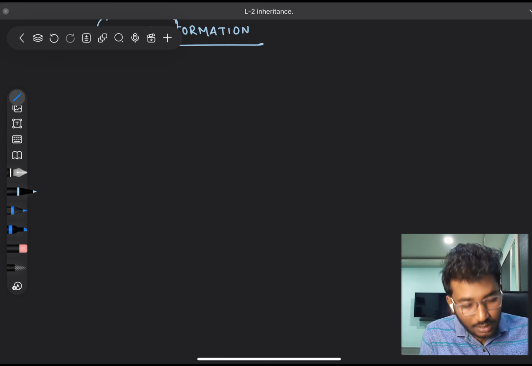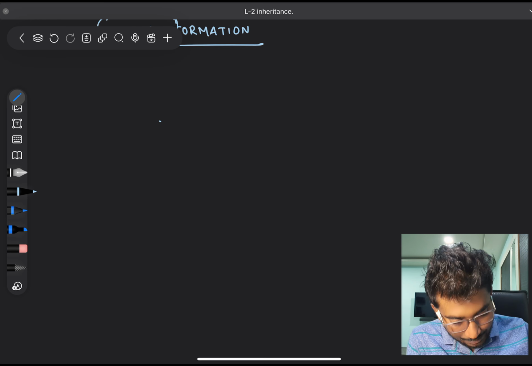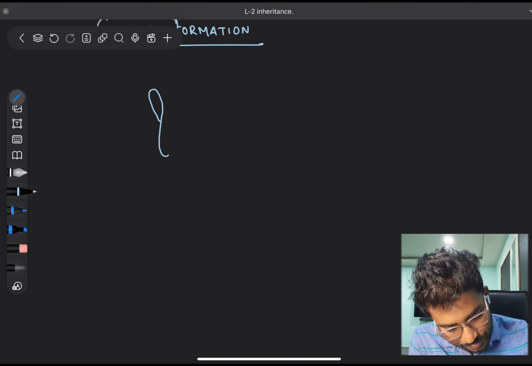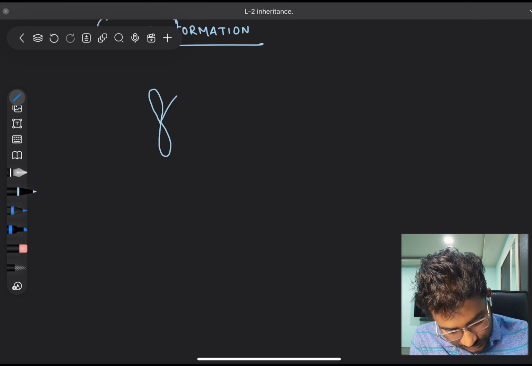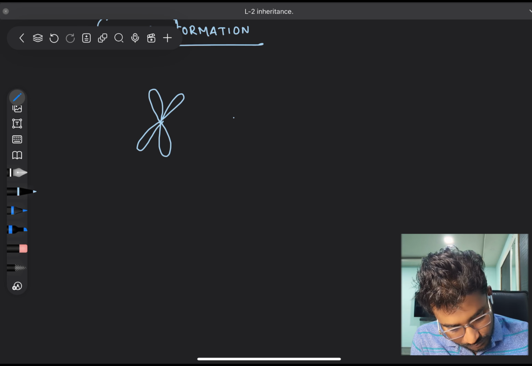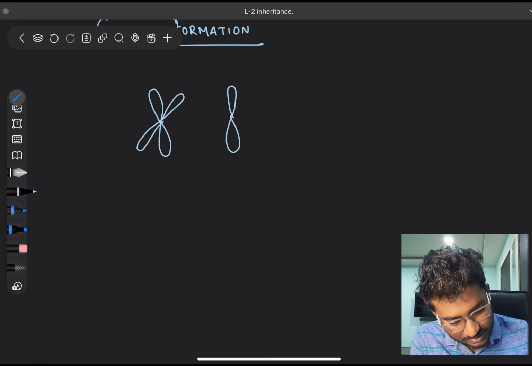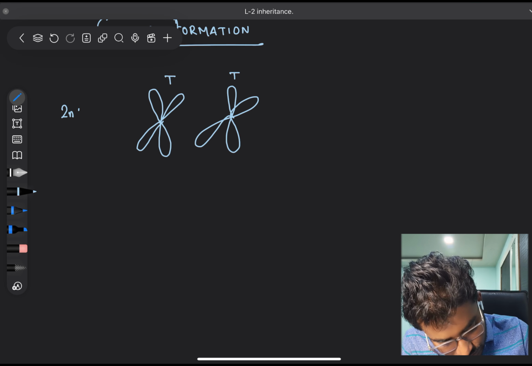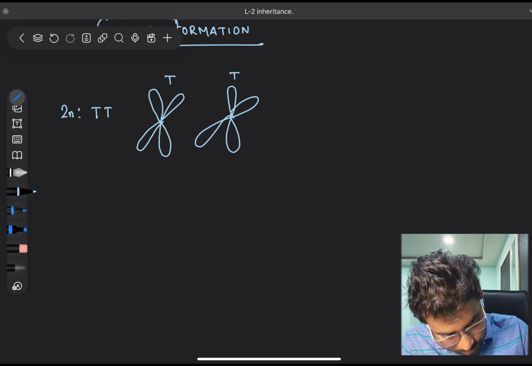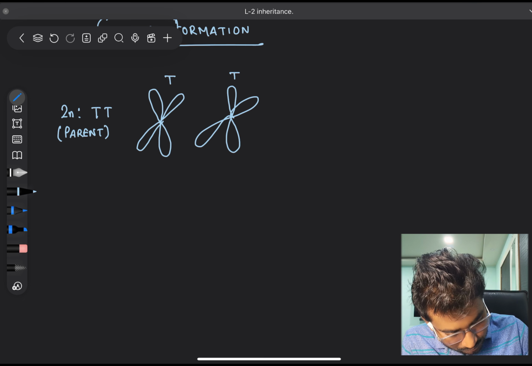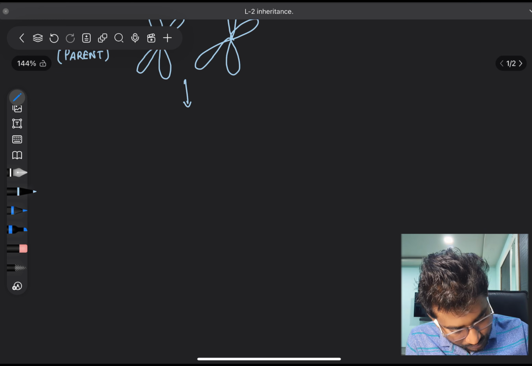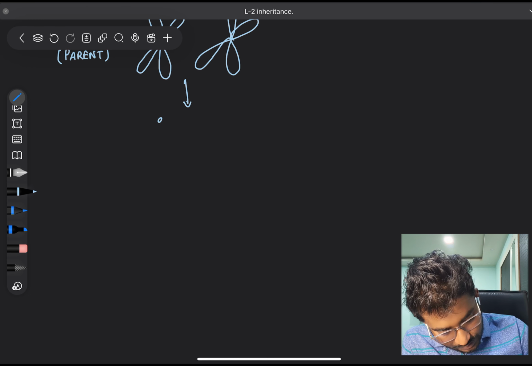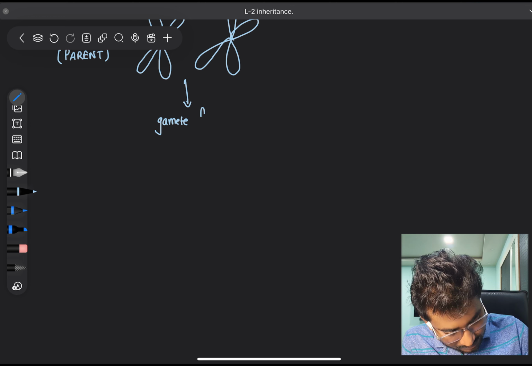So now I am taking a homozygous parent, that is capital T and capital T. Let it be a homozygous parent. This is capital T and this is capital T, so 2n capital T is the parent. Now we come to the gamete formation here.